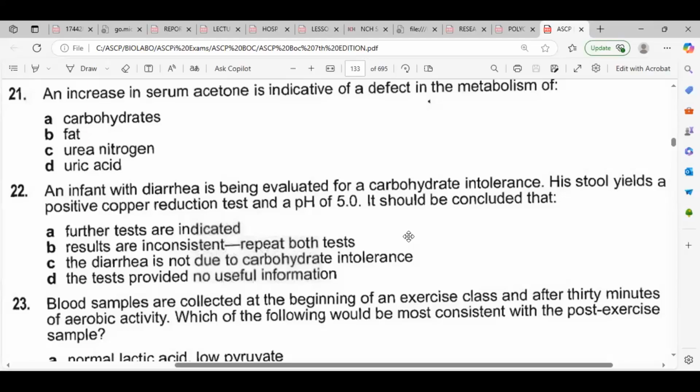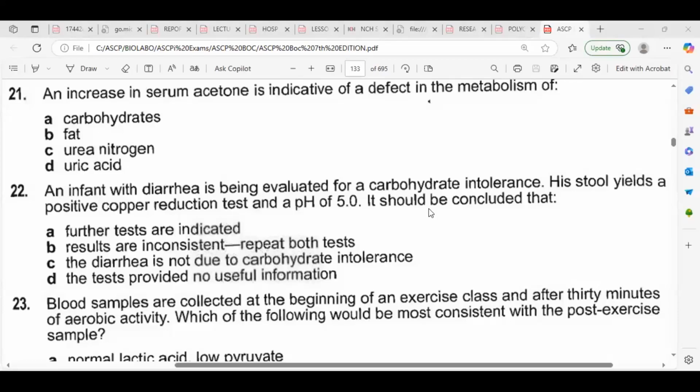You remember how we do the Fehling test. Everything is there. There's no way you can do a Fehling test at an acidic pH, because sodium hydroxide is there to make it alkaline. So this is just the pH of stool. Pascal talked about this one and mentioned that we should answer that the diarrhea is not due to carbohydrate intolerance.